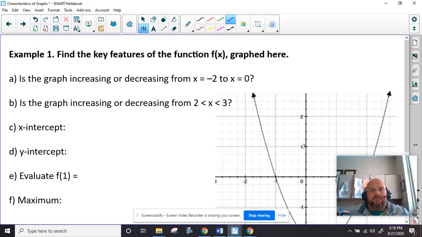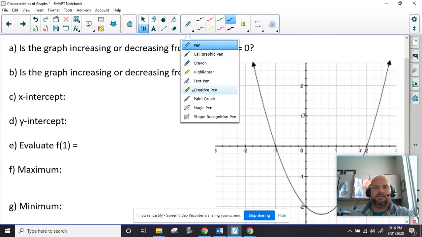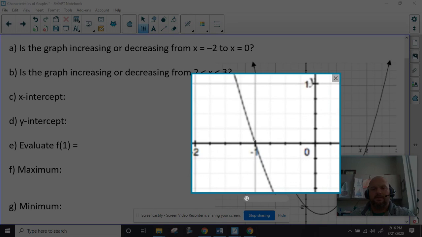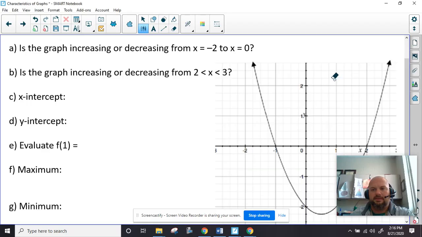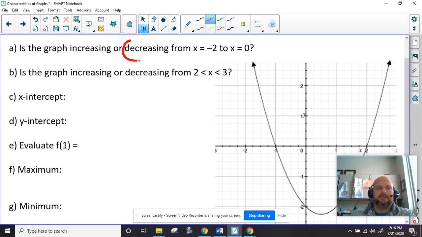Now, here's an example. All right, is the graph increasing from x equals -2 to 0? So here's -2, here's 0. We're looking at this area right here. Okay, that's the area we're looking at. Is that going up or down? Well, we see it's going down. All right, so I would say that this is decreasing. Okay, I would just circle it. The reason why, you don't have to try to redo something.